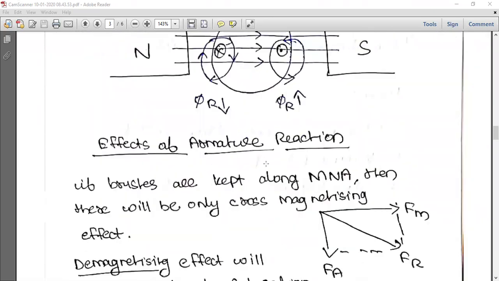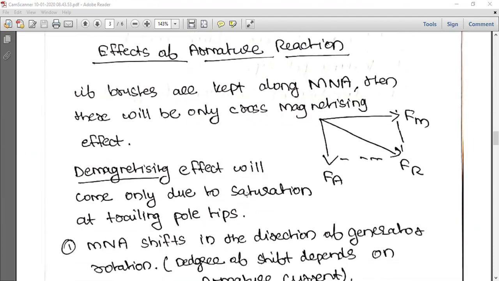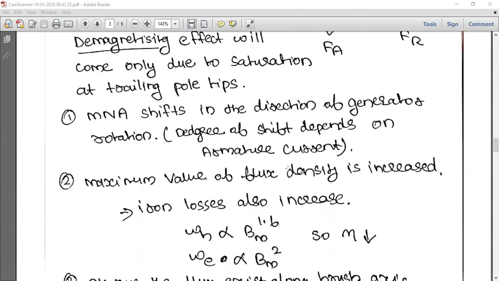So we can conclude the effect of armature reaction: if the brushes are kept along the magnetic neutral axis, then there will be only a cross magnetizing effect. So there is only a cross resultant flux due to the cross magnetizing effect, because a demagnetizing effect will come only due to saturation at the trailing pole tip. How saturation happens, I already explained with two different diagrams.